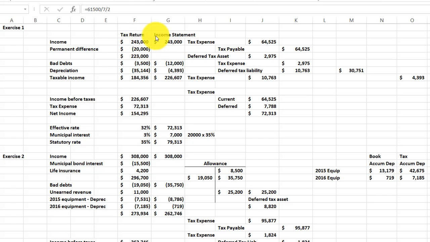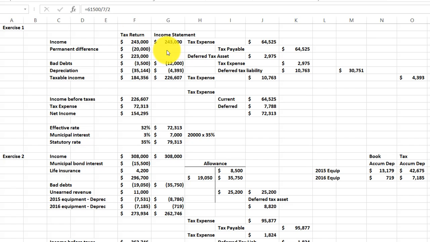That means we're going to have two columns, the tax return as it looks and the income statement as it looks. According to exercise 1, we're going to have 243,000 at this starting point when things are the same. That includes this permanent difference. So this $20,000 of municipal bond interest needs to be subtracted before we put the income on the tax return. So that's what we're doing here.